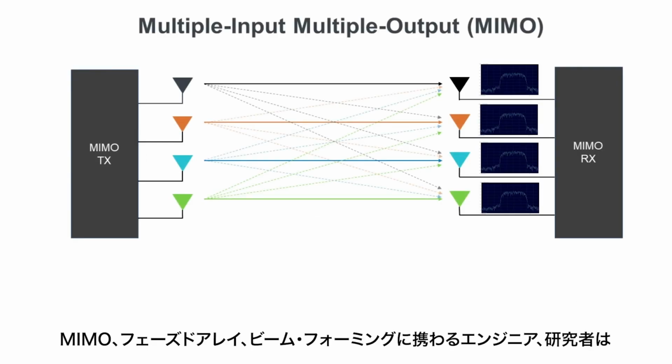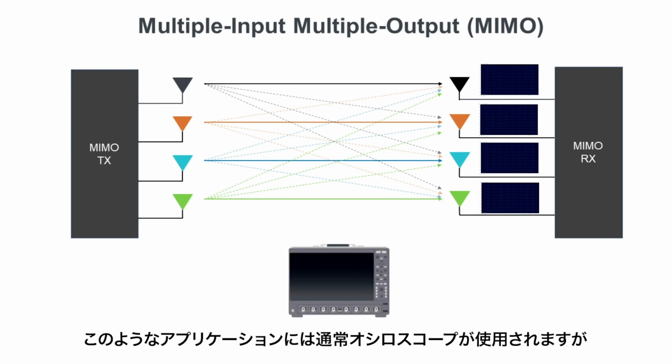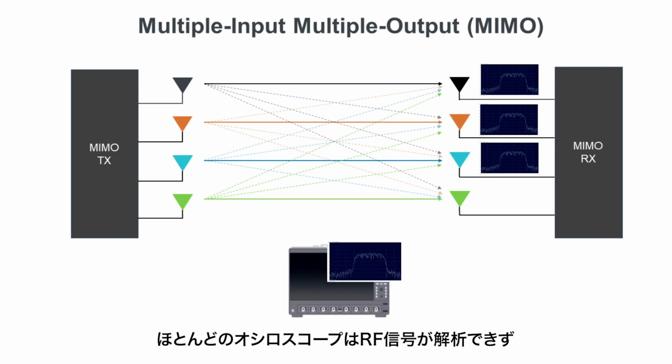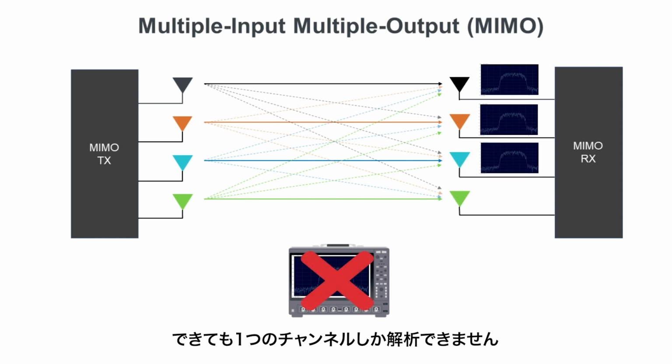Today, engineers and researchers whose work involves MIMO, phased array, and beamforming often have a need to use wide bandwidth multi-channel signal analysis platforms. Oscilloscopes are a natural choice in such applications. However, most oscilloscopes either can't analyze RF signals or are limited to analyzing on a single channel only.